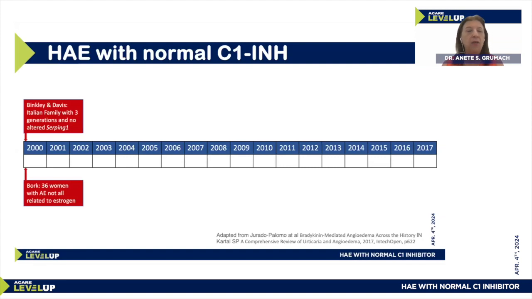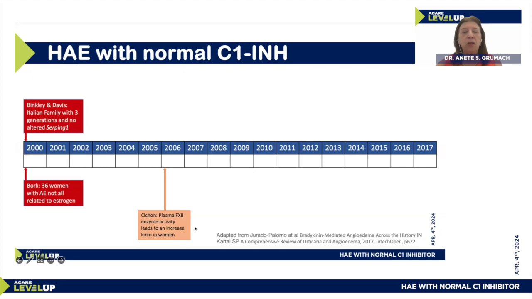So the history begins in 2000, when two groups reported HAE without SERPING1 mutation, with normal C1 inhibitor. And Conrad Bork and collaborators described 36 women with angioedema. So at this point, the idea of estrogen involved was important, the importance that only women were affected. This was reported in 2000.